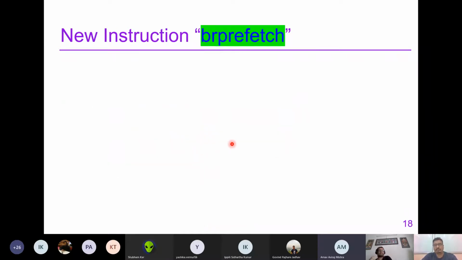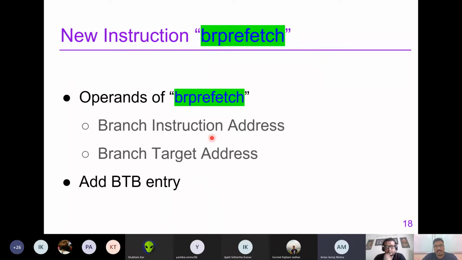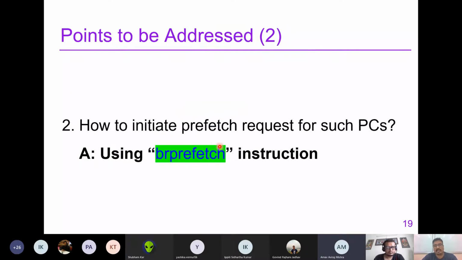Now to prefetch a particular BTB entry, they have introduced a new instruction, BR-prefetch. BR-prefetch has two operands, which are basically the branch instruction address and the corresponding target address. These are instruction pointers. And the functionality of BR-prefetch is that it will add a corresponding entry in the BTB with this branch address and branch target address. So this is how Twig handles the second problem, which is how to initiate the prefetch request.